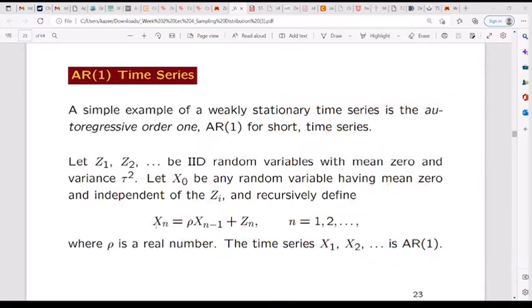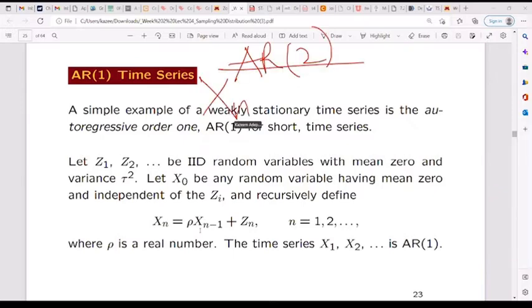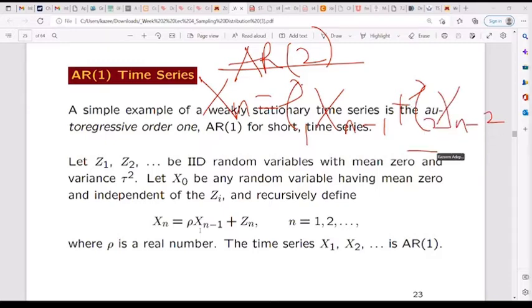Now, this is what I call the AR of order 1. If I want to have order 2, what do you think the specification is going to be? It's going to be Xn equals rho 1 Xn minus 1, plus rho 2 Xn minus 2, plus Zn. This is for an AR of order 2, which means the current value is related to the immediate past and the one before it.